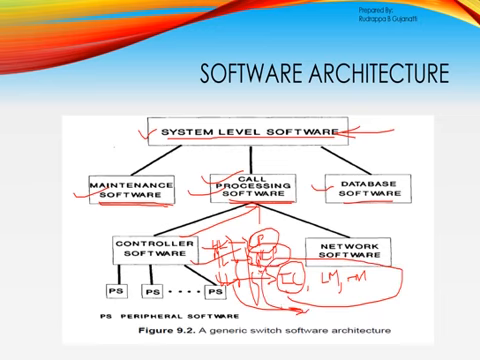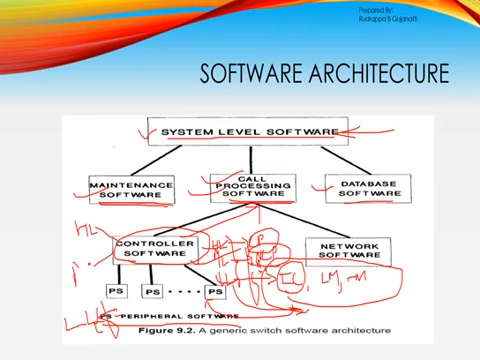These are all related to what is termed PS, that is peripheral software. Peripheral software looks after the low level functions. Then there are the controller softwares. Controller softwares look after the high level functionalities and the medium or mid level functions, which are related to the central processor and the network control processor. These are the softwares which are relevant to the call processing software.